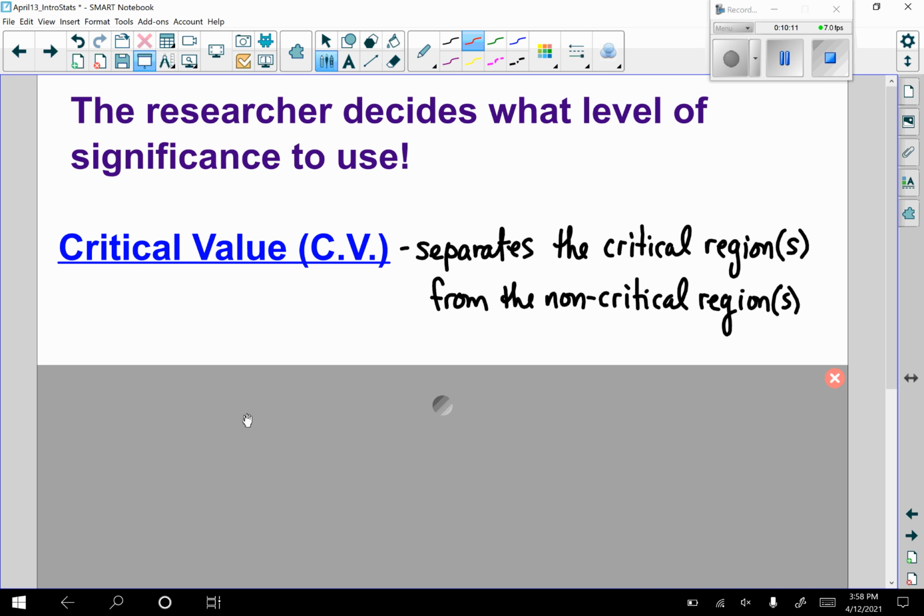So this all comes together with finding critical values. On a standard normal distribution, that is going to be our cutoff values, our z sub alpha over 2, or our z-score. So critical value, which I abbreviate as CV, separates the critical region or regions from the non-critical region or regions.